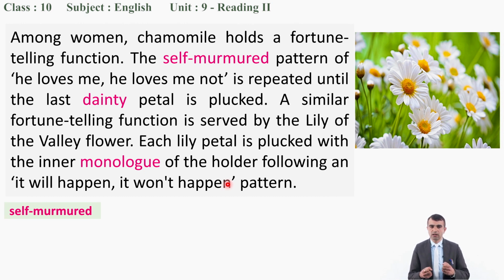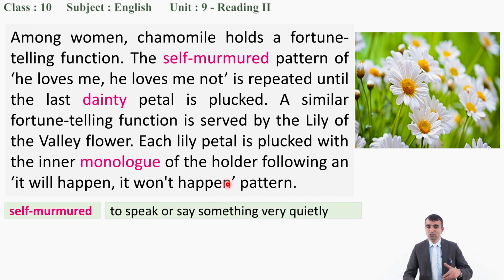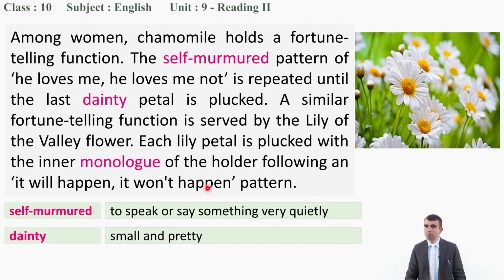He loves me not. Self-murmur. It means to speak or say something very quietly within oneself. And dainty, what is it? The last dainty petal is plucked. Dainty means small and pretty, beautiful. And monologue, yes, speaking to oneself, very good.